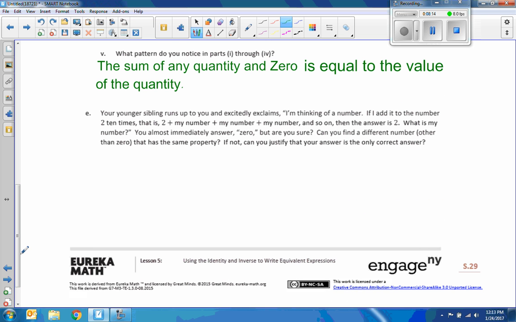E. Your younger sibling runs up to you and excitedly exclaims, "I'm thinking of a number. If I add it to the number 2 10 times, that is 2 plus my number, plus my number, plus my number, and so on, then the answer is 2. What is my number?" You almost immediately answer 0, but are you sure? Can you find a different number other than 0 that has the same property?